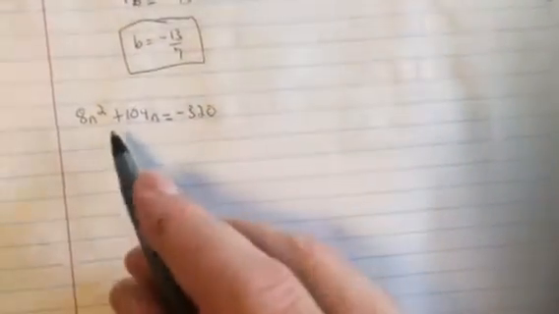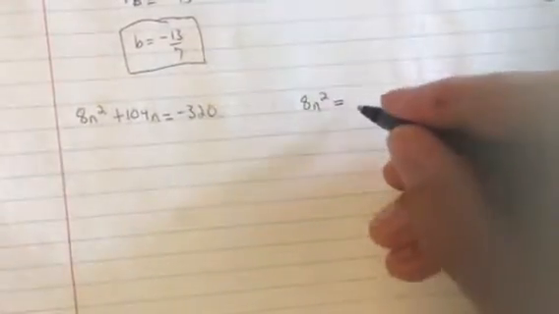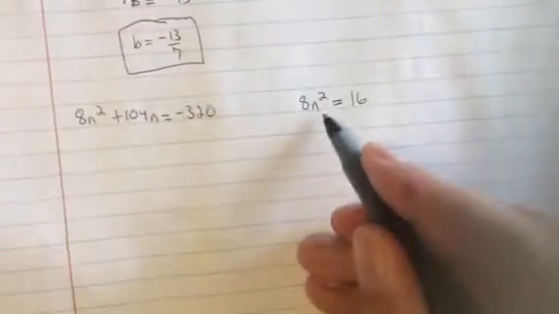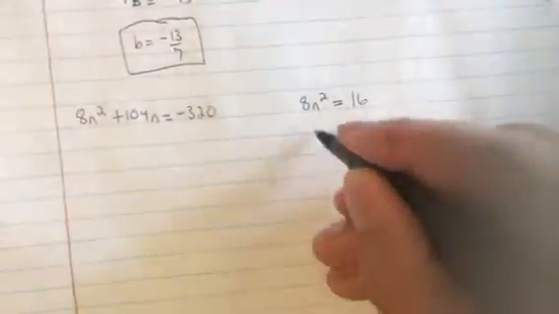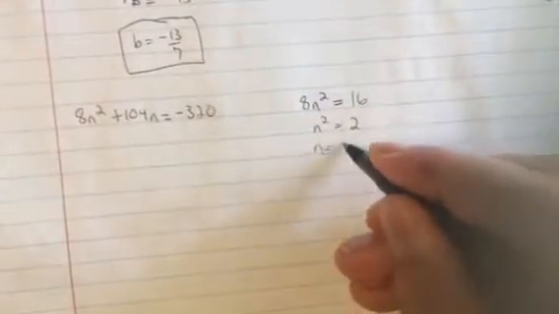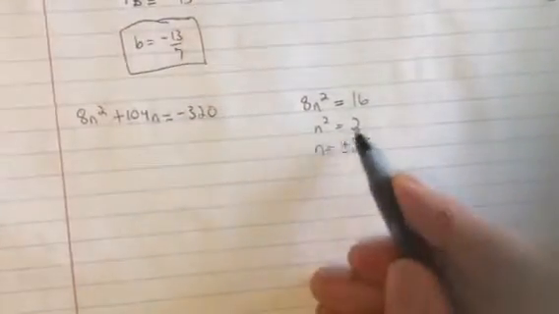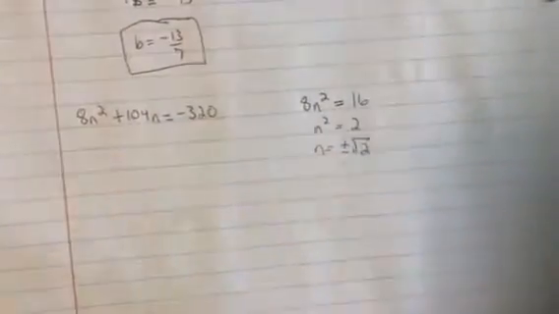All right, let's look at this next one. This is a quadratic equation. And if there's only one variable, like if it was 8n squared equals, I don't know, 16 or something, you can solve for n and get n by itself. So n squared equals 2, divide both sides by 8, and then n equals plus or minus the square root of 2. Remember, when you take the square root on both sides, it's plus or minus.